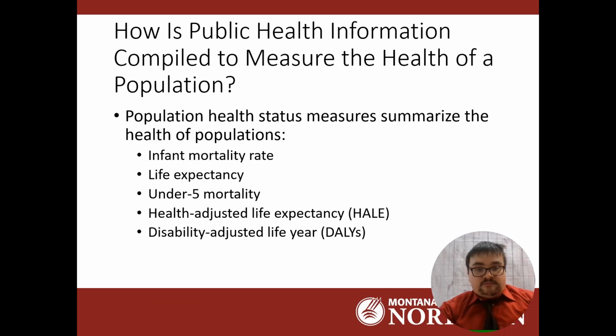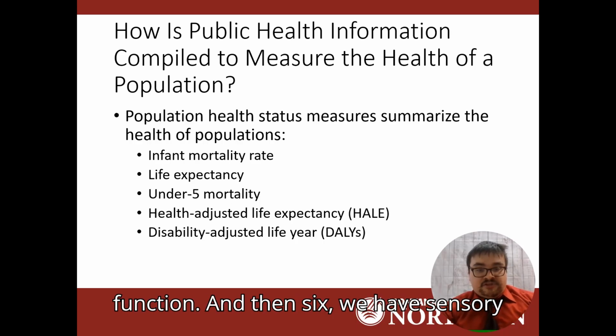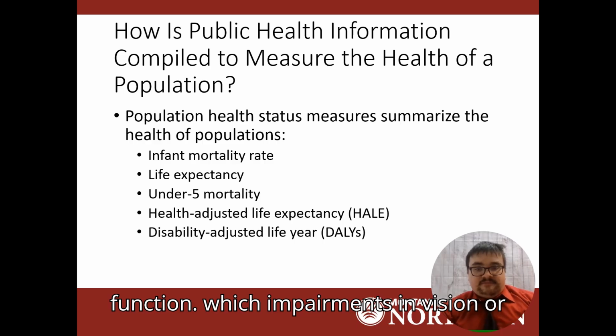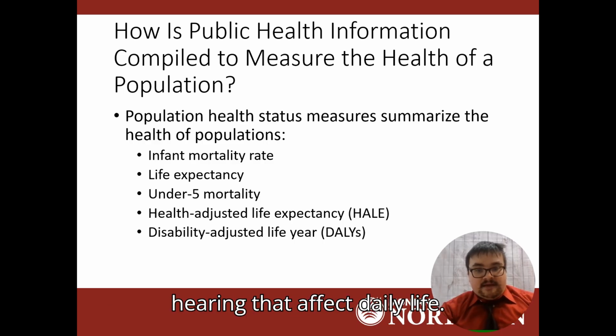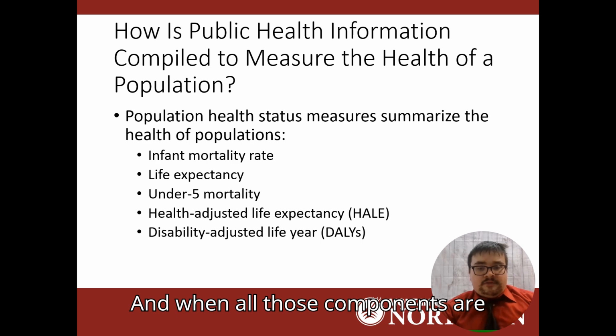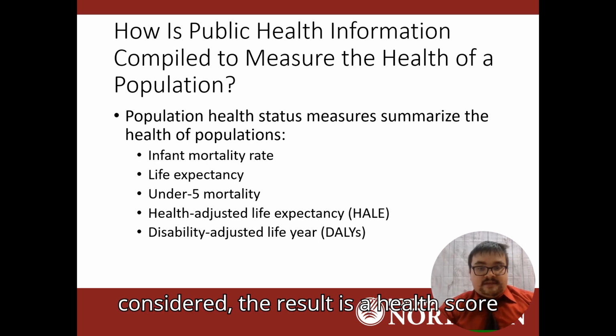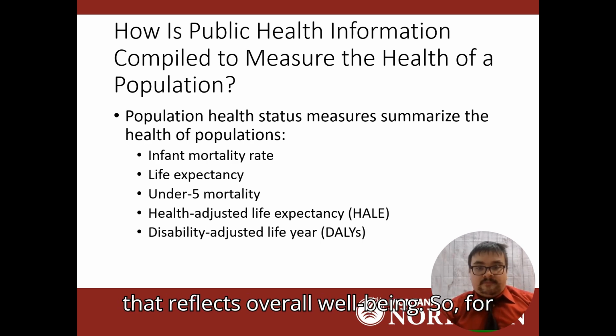4, we have chronic pain that limits function, if they do. Then there's mood, so mental health alterations that impact function. And then 6, we have sensory function, which is impairments in vision or hearing that affect daily life. And when all those components are considered, the result is a health score that reflects overall well-being.